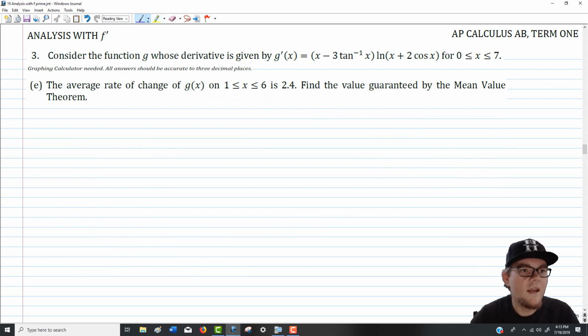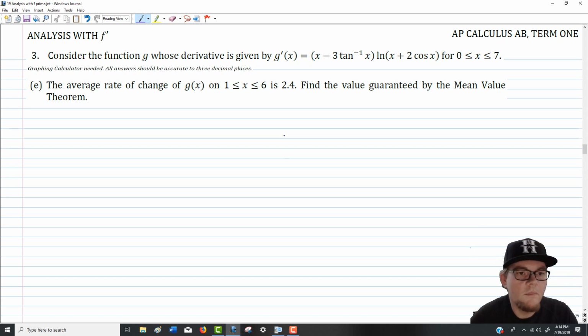Okay, that brings us next to 3e. 3e is still using the same derivative function, but this time it harkens back to the mean value theorem a little bit. In 3e, we're told that the average rate of change of g of x on 1 to 6 is 2.4, and we are supposed to find the value guaranteed by the mean value theorem.